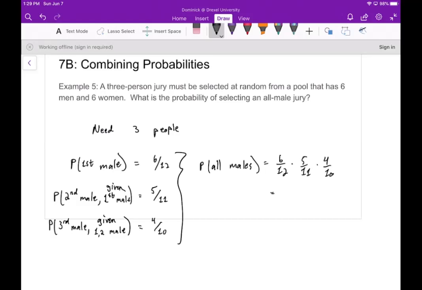If we do this, on the bottom we're going to get 1,320, I think, and on the top we get 30 times 4, so 120. So it looks like this would give you 1 out of 11 when all is said and done, if you divide the top and bottom by 10 and then by 12, you get 1 over 11. All right, so that would be your probability there.